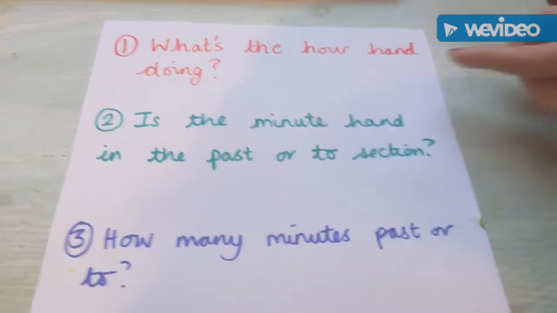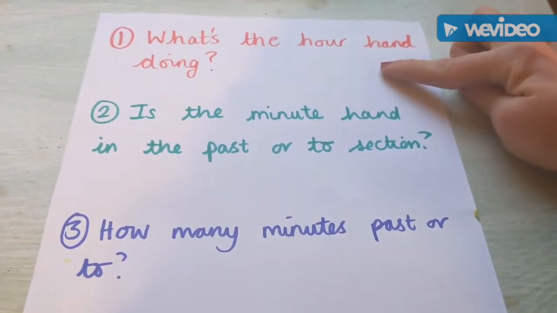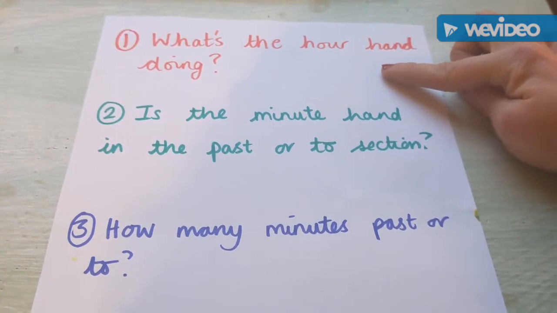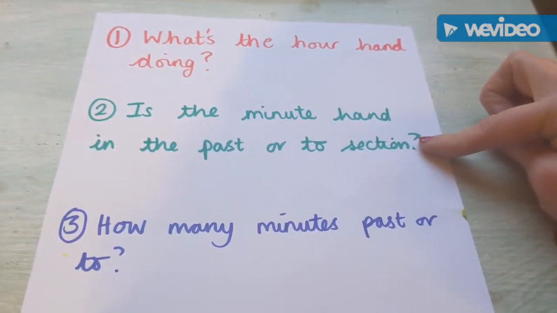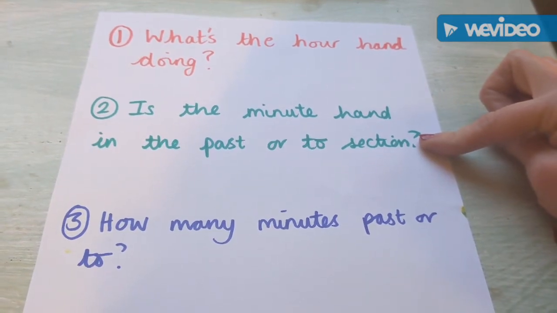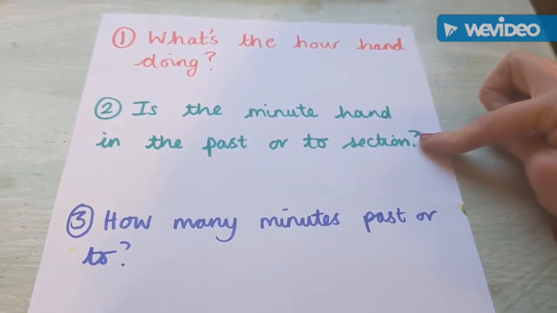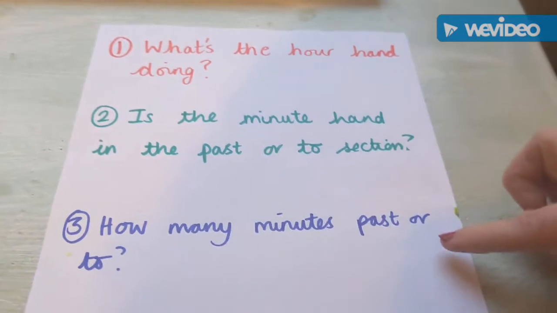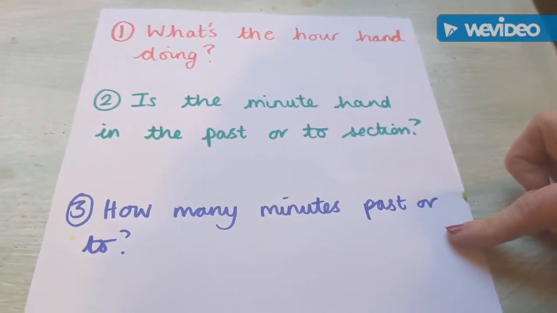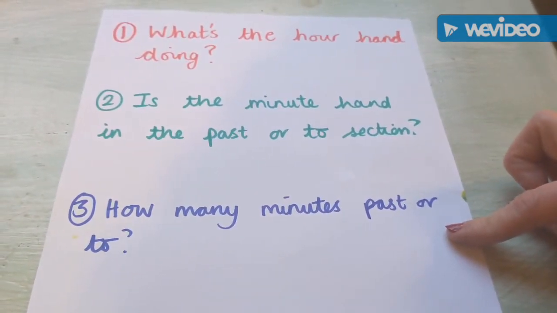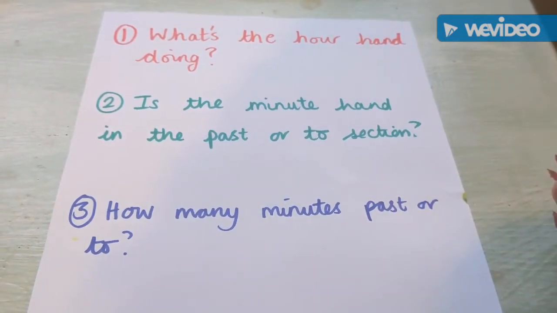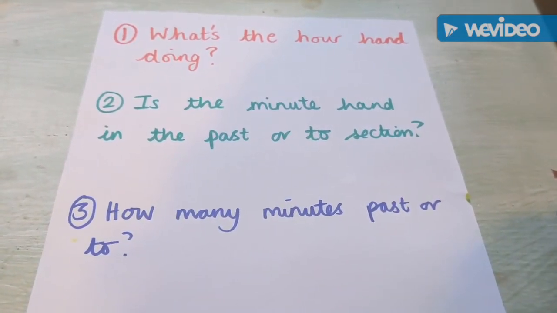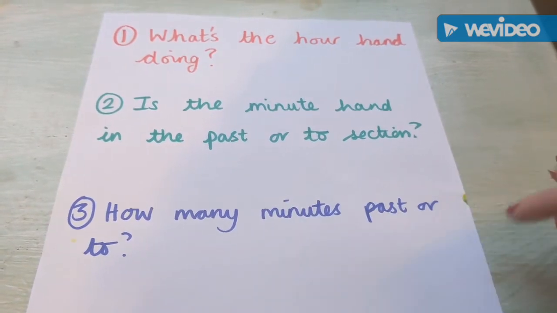So, first question is, what's the hour hand, the short hand, doing? So we're looking where that is. Second question, is the minute hand, the long hand, in the past or the to section? And our third question is, how many minutes past or to is it? Okay, don't worry if you don't understand all those questions just now, because we're going to go through some clocks and work out the time going through those questions each time.